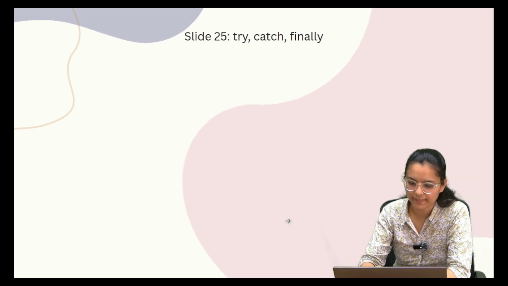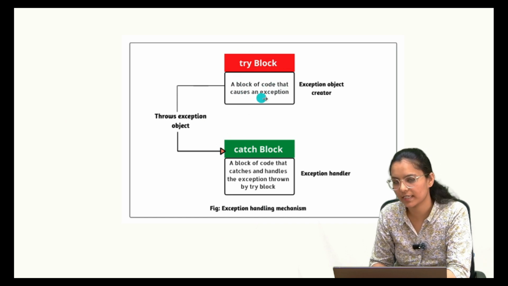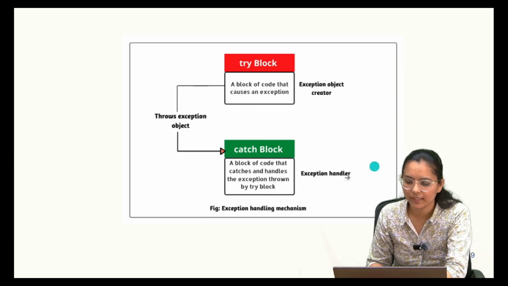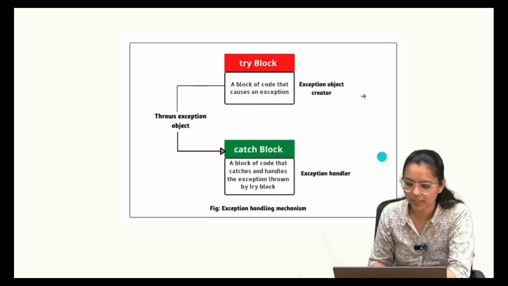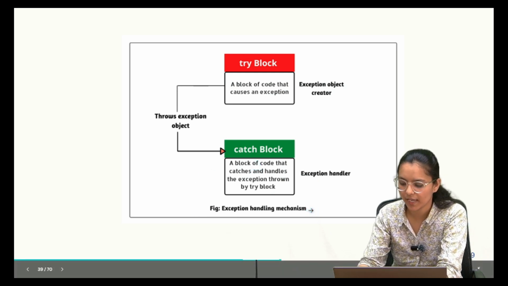Next, exception handling mechanisms. See here the try block and the catch block. A try block is a block of code that causes an exception, and a catch block is a block of code that catches and handles the exception thrown by the try block. Here is the exception handler, and here is the exception object creator. So this is the mechanism for exception handling.